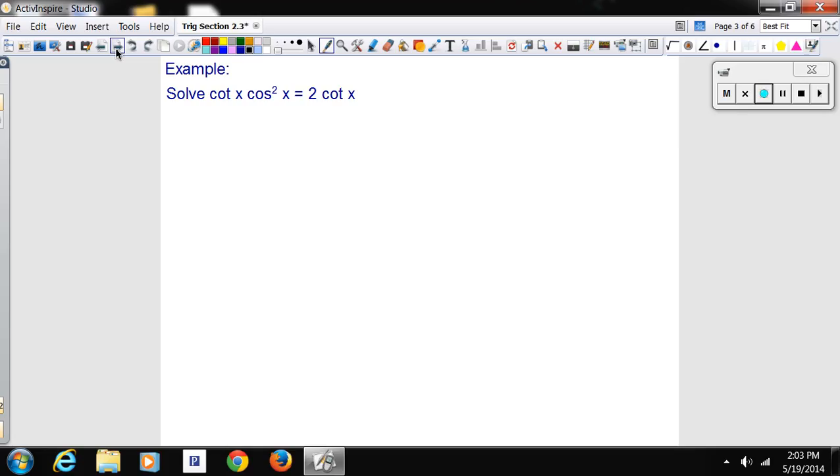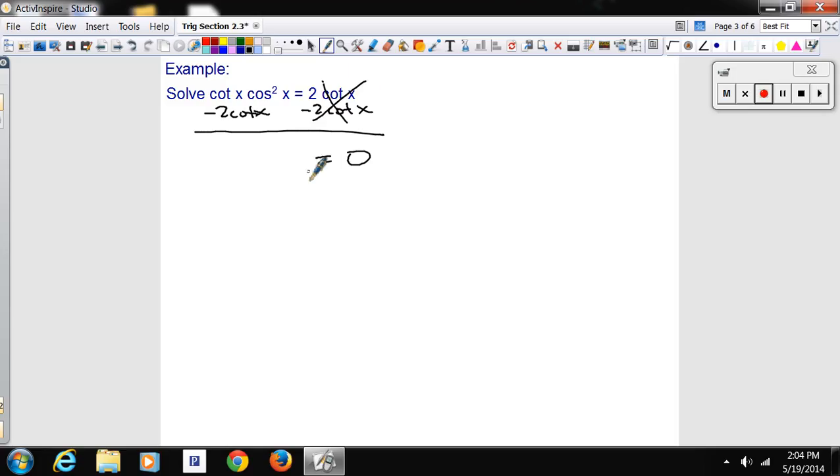Now, I asked first period and another period what would be a good first step. And a lot of them said, let's divide by cotangent on both sides. If you do that, it would cross out both of them, and you would be losing one of your right answers, because the cotangent would be gone. So we don't want to do that, because we'll lose our right answer. So we're actually going to subtract 2 cotangent x on both sides. That's going to get it equal to 0.